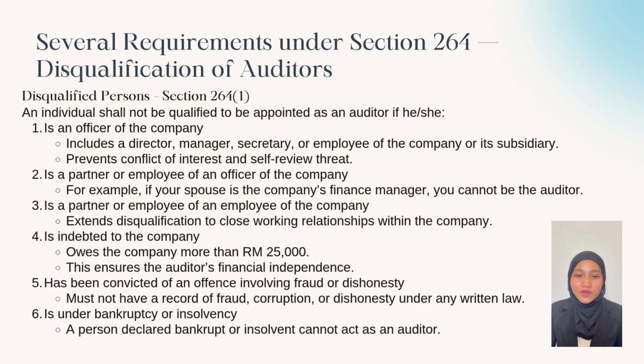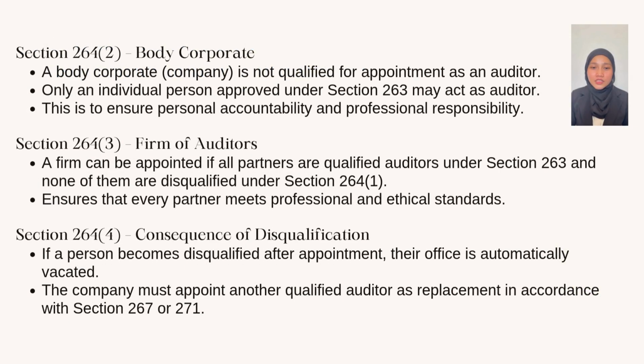Fifth, anyone convicted of fraud or dishonesty. And lastly, a bankrupt person. This rule helps to prevent conflict of interest and maintain independence. Under Section 264, subsection 1, a body corporate or company cannot be appointed as an auditor. Only an individual can be an auditor.